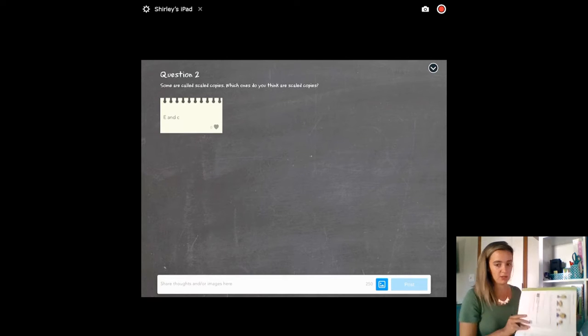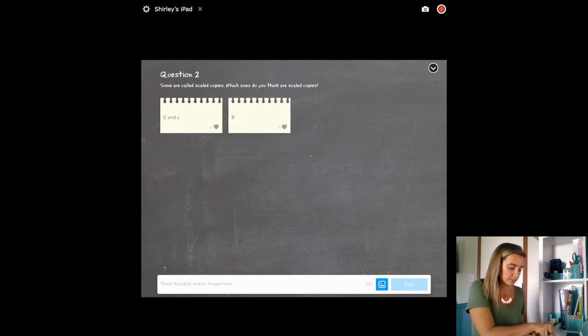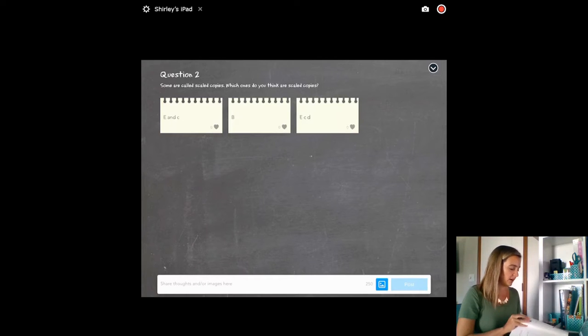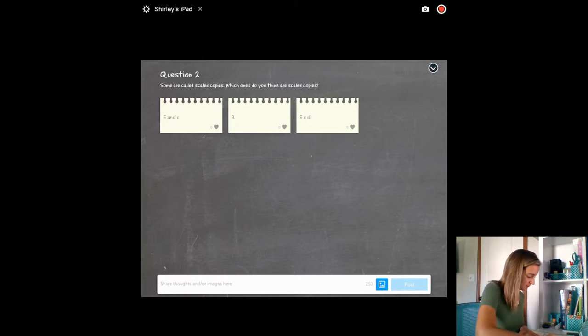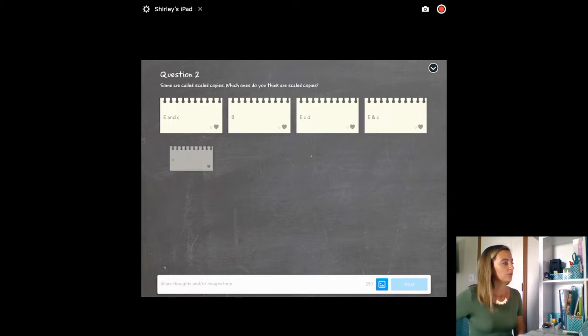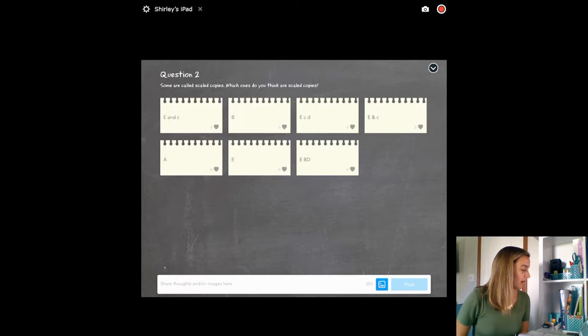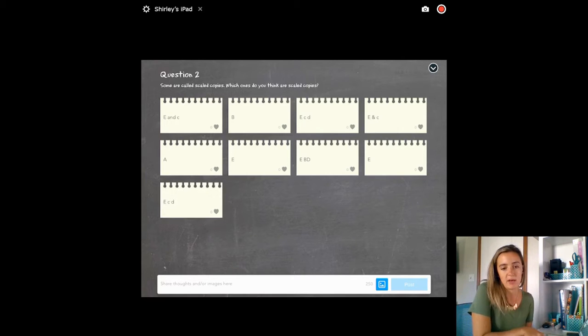If you need the reference, you can be in your book on page 8. It has those same pictures. Which ones would be scaled images? If you've picked an image, try to now go in and make another post on why you think it's a scaled image. So not only do I want you to choose one, but explain why you think it's considered a scaled image.